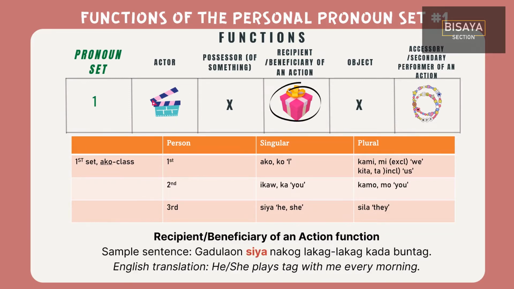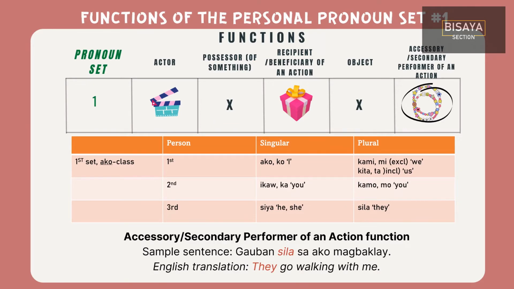This time, the set 1 pronoun is the recipient or beneficiary of an action, as expressed in the sample sentence. Gadulaon siya nako lakag-lakag kada buntag. He or she receives the action, which is playing tag, in this particular sentence. Last but not the least, set 1 could be an accessory or secondary performer of an action, as expressed in this sentence. Gauban sila sa ako magbaklay. Sila, or they in English, perform the walking together with the actor in the sentence.